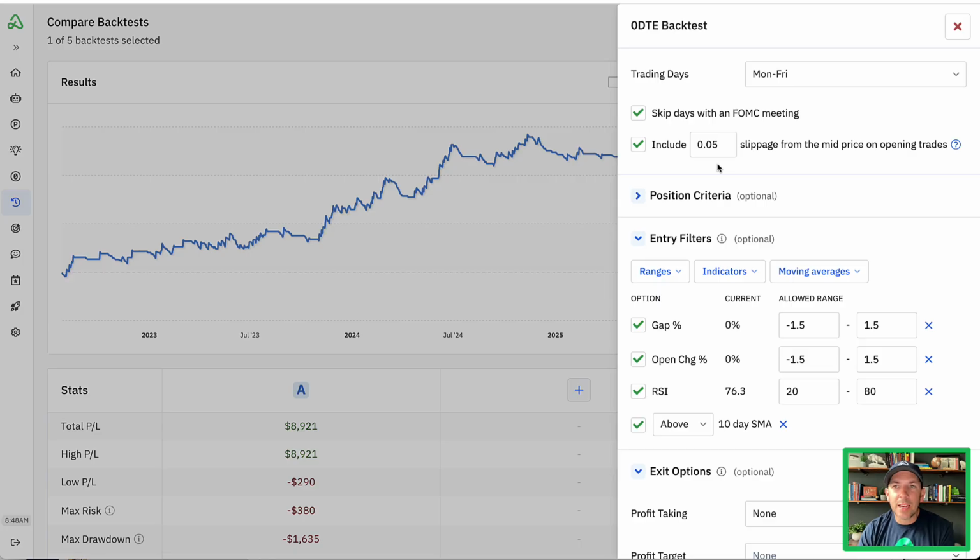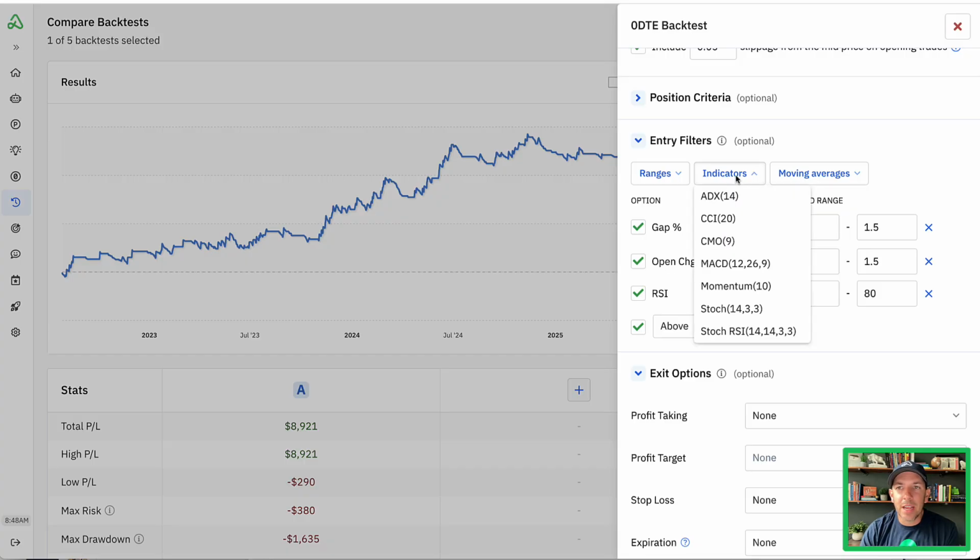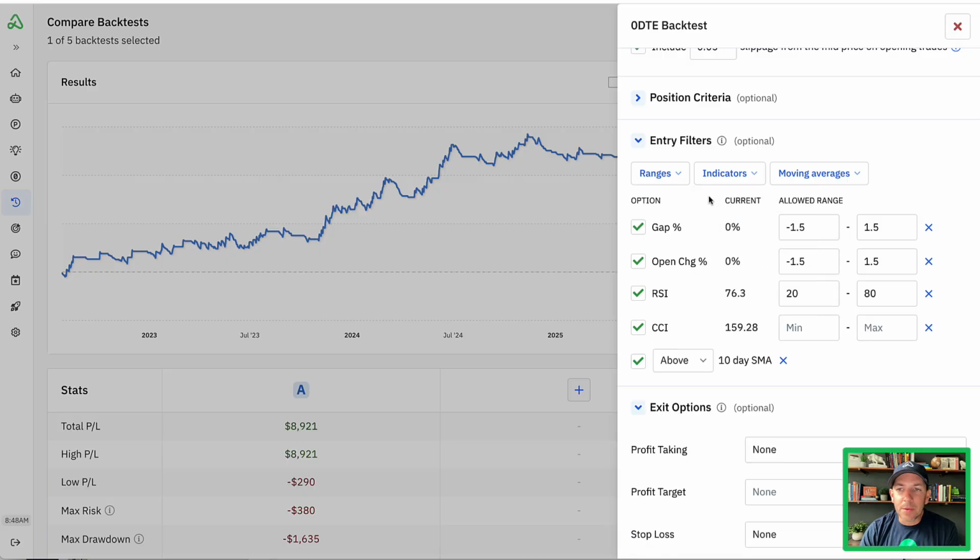We include slippage in and on the way out, even though it expires. We include that slippage in there just as a default setting for everything. So the one thing that I am going to test here is a different indicator, and the one indicator that I'm going to test is CCI. I like CCI because I've used it before. Sometimes I don't use it all the time.